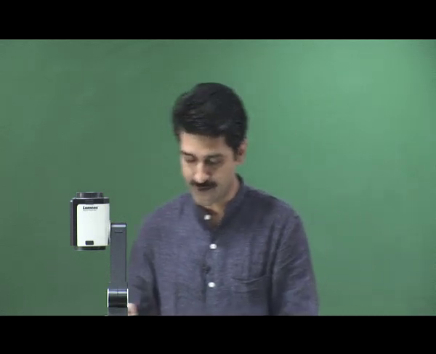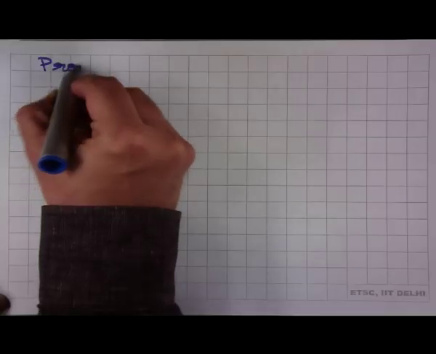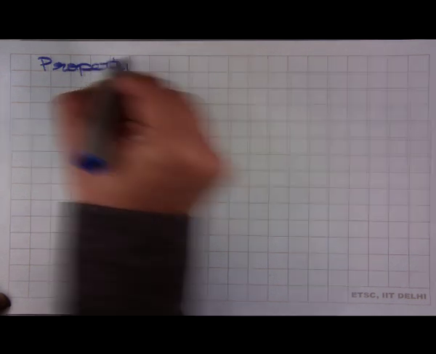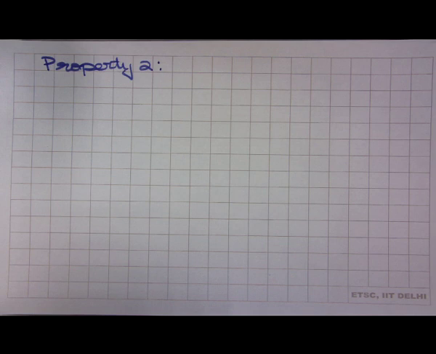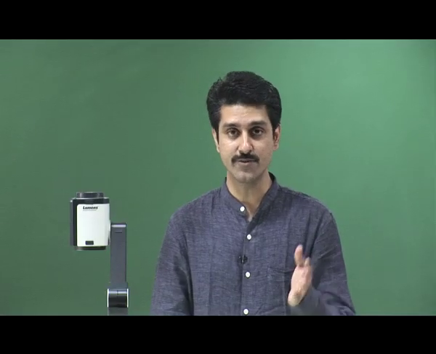So, the next property that we want to talk about, property 2, also has a similar flavor, and the idea here is that if you have a diagonal matrix. So, recall a diagonal matrix is a matrix which has elements only along its diagonal and the remaining entries are 0. So, if we look at a diagonal matrix, then its determinant is nothing but the product of the diagonal entries.